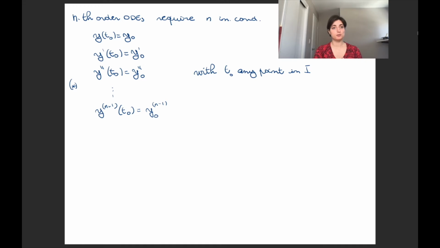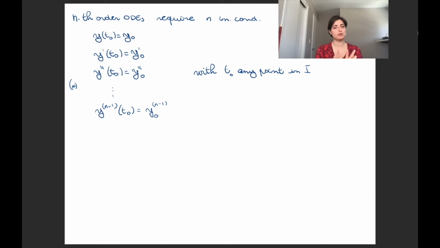Contrary to second order ODEs, nth order ODEs require n initial conditions. So for second order, we only require two initial conditions, a condition on y and a condition on y prime. For nth order ODEs, we require a condition for all derivatives up to the n minus 1th. Think of it as the idea that now you're integrating n times. And for the solution to be unique, when you integrate n times, you need n extra conditions.